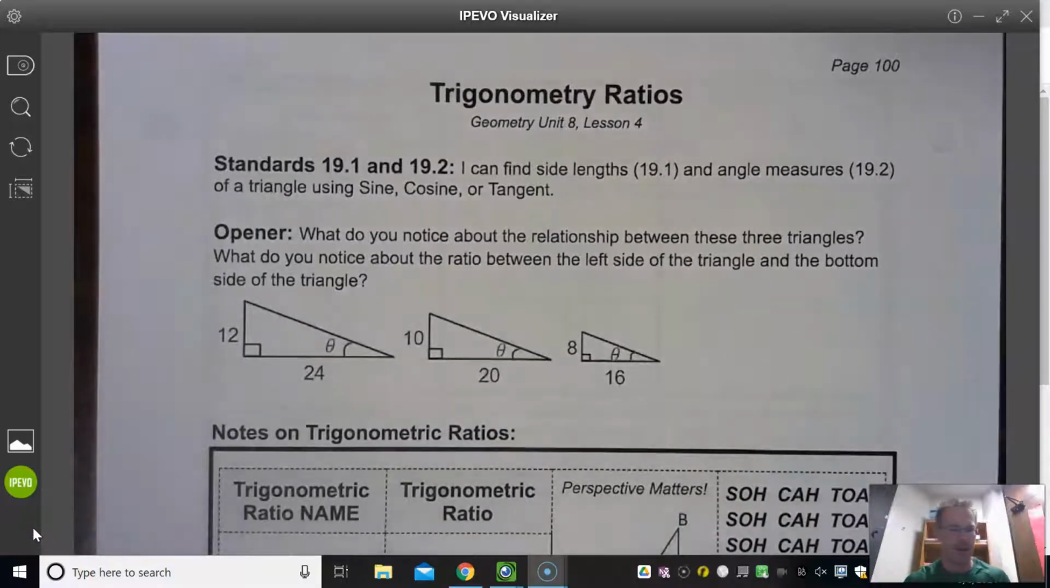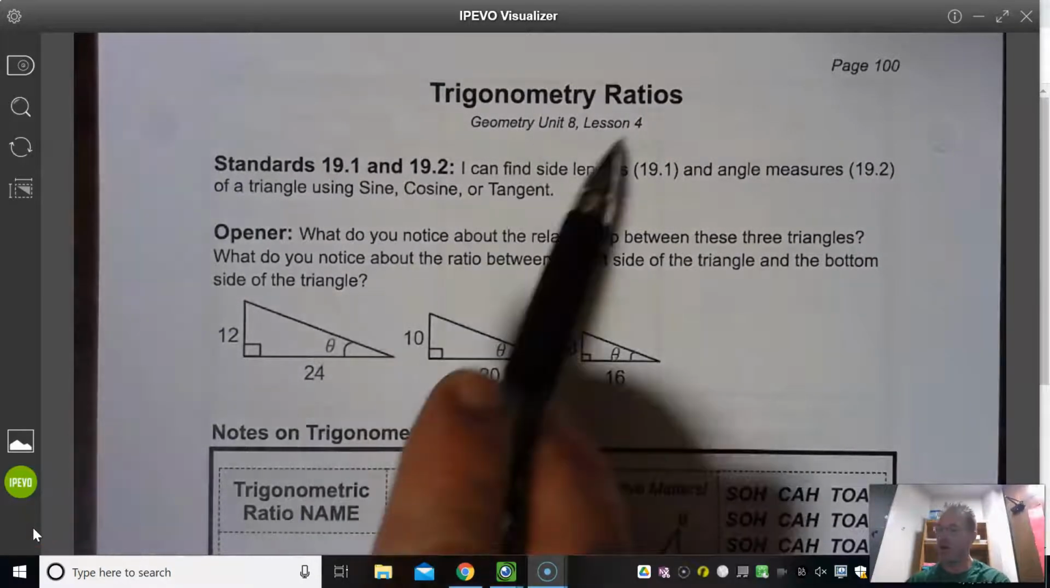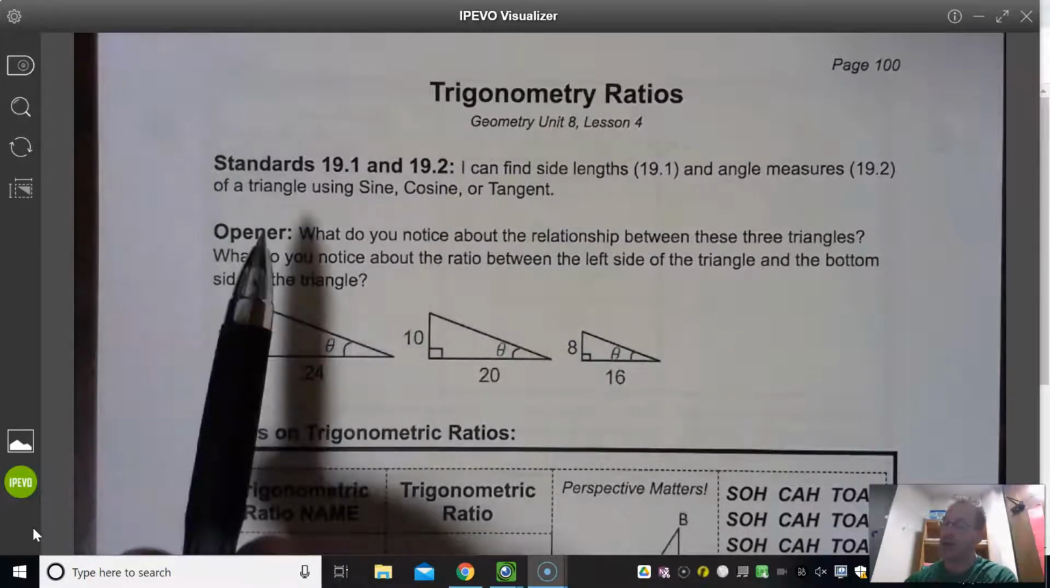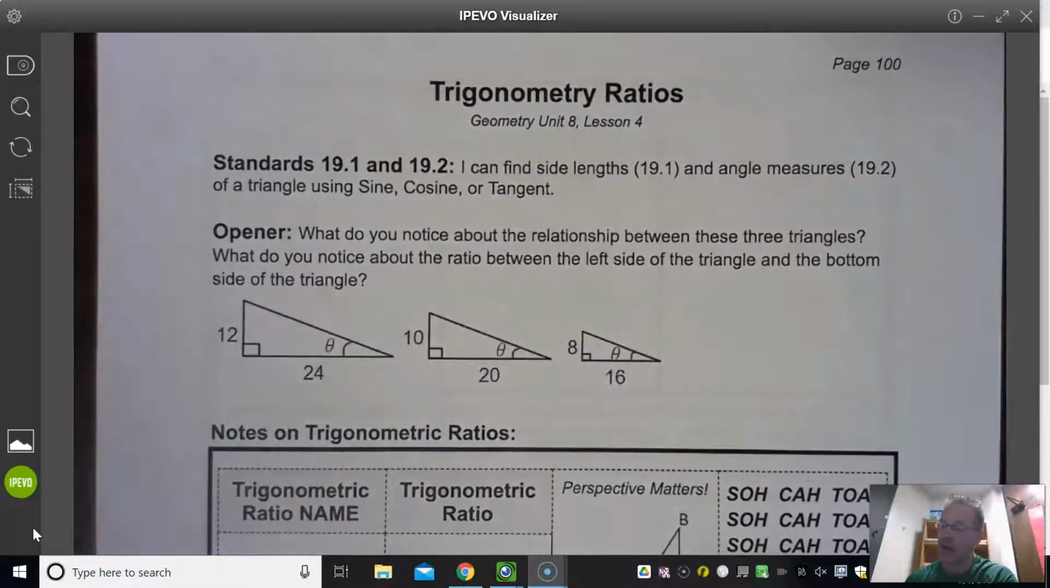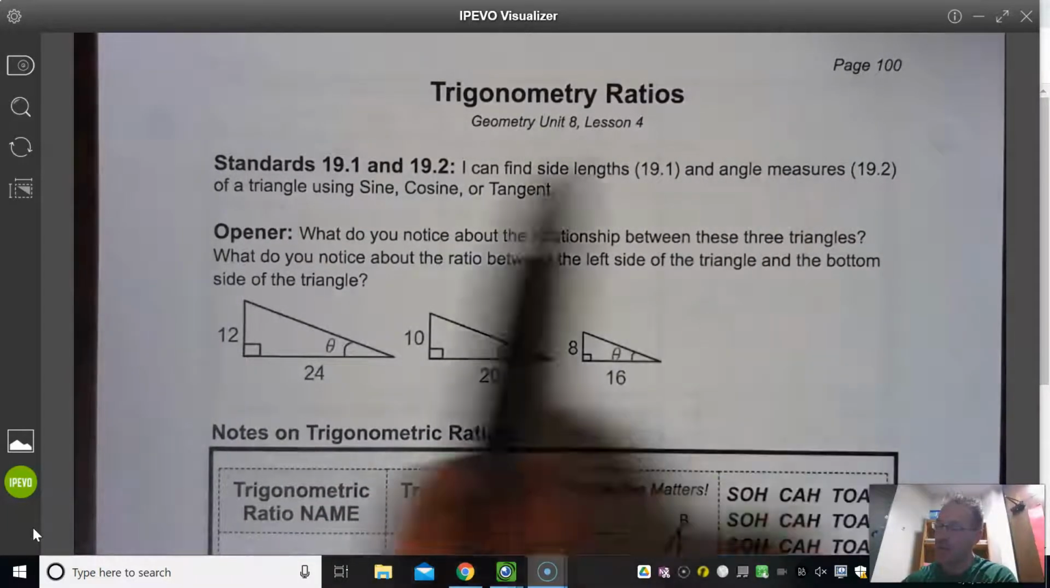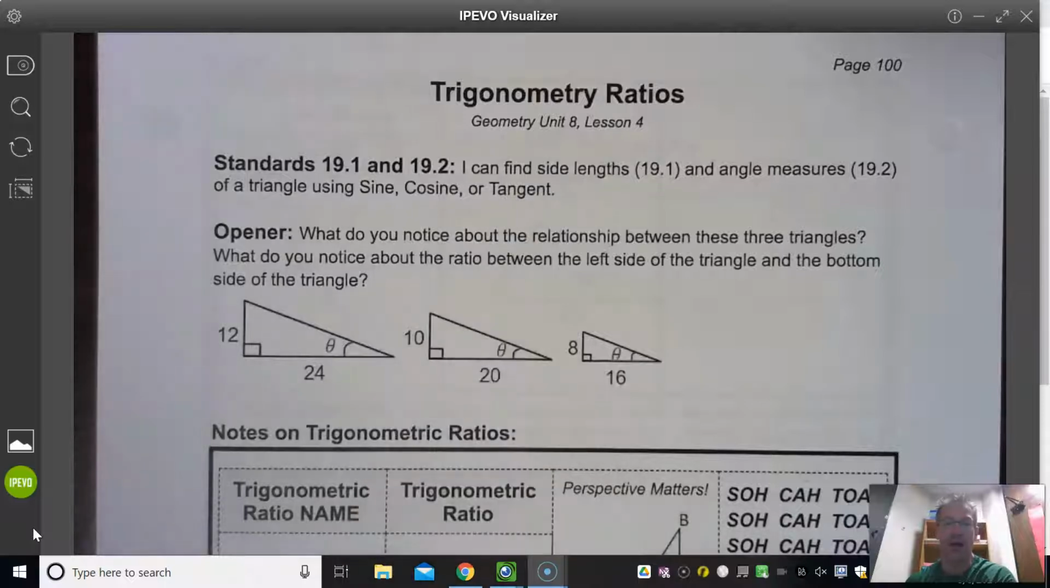All right, so back at it with our lesson 4 of Unit 8 on page 101. What we're going to do today is look at three trigonometric relationships. You can see this takes care of 19.1 and 19.2. I can find side lengths and angle measures of triangles using sine, cosine, or tangent.